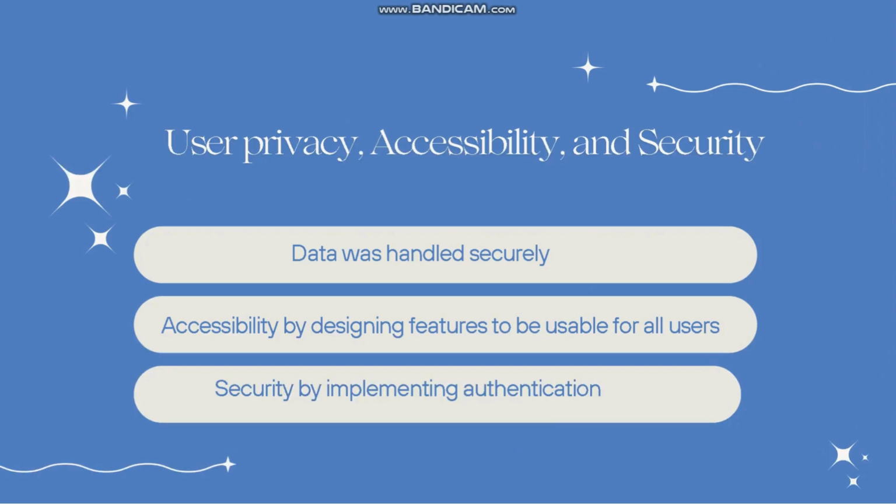So for user privacy, accessibility, and security, we made sure that the data was handled securely. For accessibility, we designed features that were usable for the users, and it was an easy website to navigate overall. And for security, we implemented authentication to ensure that there were no security risks.